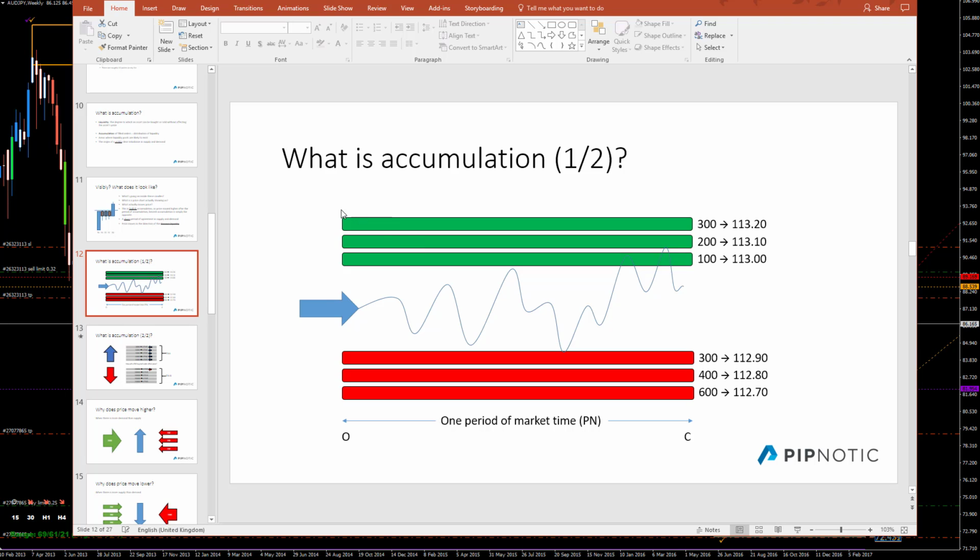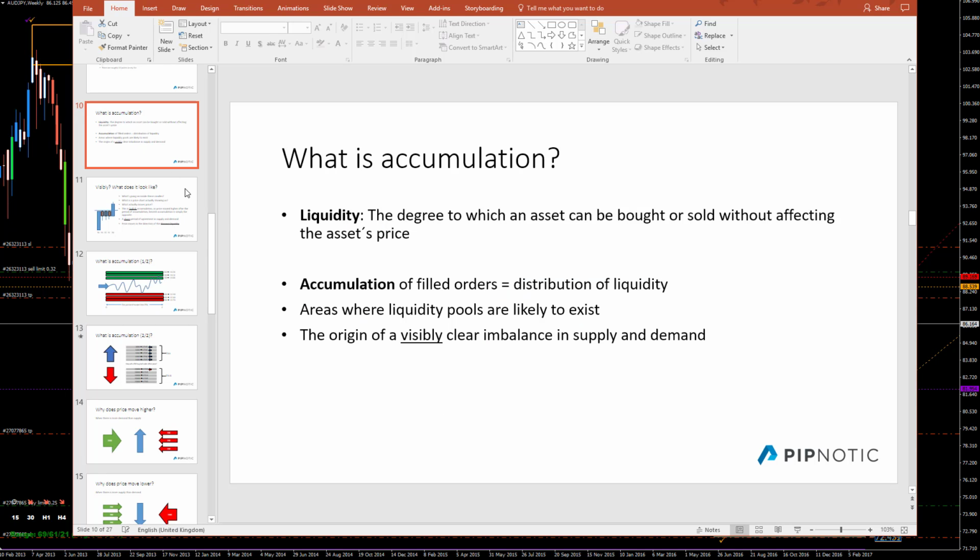And this kind of explains a little bit about what goes on behind the scenes. So, okay, what is accumulation? This is for all the newcomers to the community. Before we can define accumulation, we have to define liquidity. And what is liquidity? Well, liquidity is the degree to which an asset can be bought or sold without affecting an asset's price.